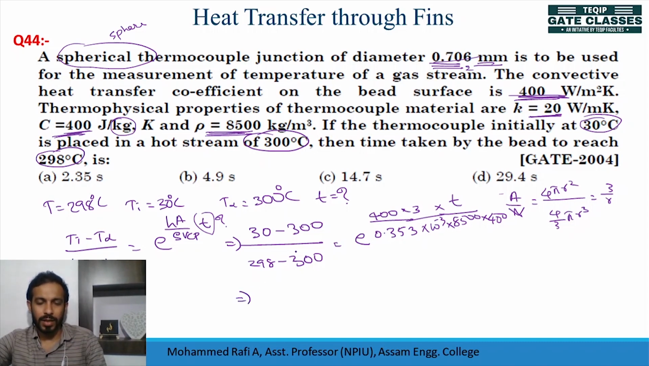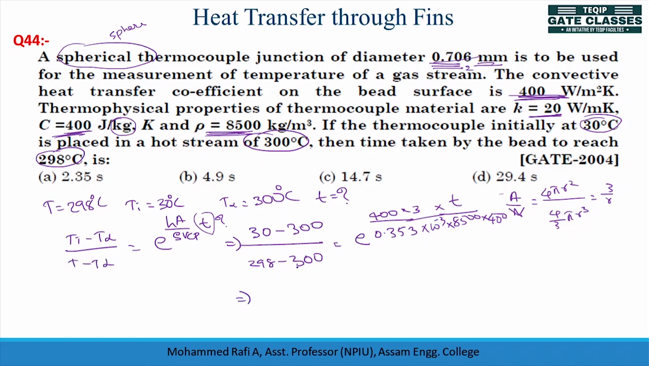Now it is clear, right? Now you can directly do the calculation. It will be 270 divided by 2. If I do this calculation, you will get t equal to 4.9 seconds. That is option number B. So this was a straightforward question.